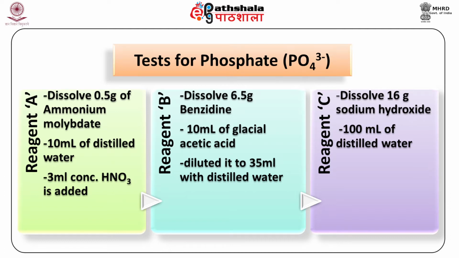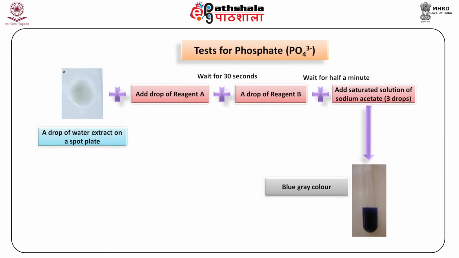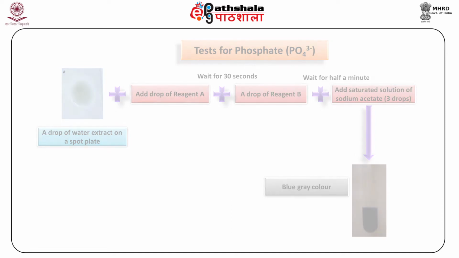Reagent C: dissolve 16 grams of sodium hydroxide in 100 milliliters of distilled water, and the solution so formed is used as reagent C. To identify the presence of phosphate, put a drop of water extract on a spot plate. Add a drop of reagent A to it. Wait for 30 seconds, followed by the addition of 1 drop of reagent B. Wait for half a minute. Now add 3 drops of saturated solution of sodium acetate to it. Blue-gray color indicates the presence of phosphate.